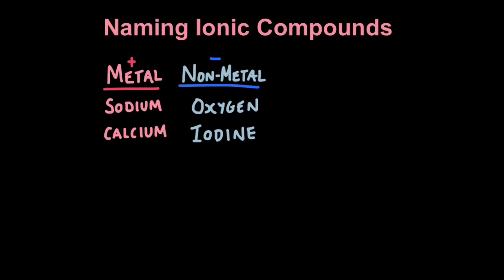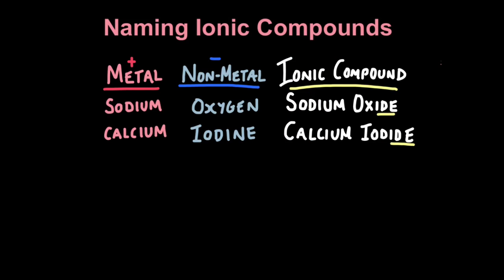So now let's look at the most complex part of the tutorial, in my opinion: how we name ionic compounds and how we write ionic compound formulae. Remember that an ionic bond forms between a metal ion and a non-metal ion. I've got two examples here, so I have sodium and calcium representing our metal ions and oxygen and iodine representing our negative ions, just randomly chosen.